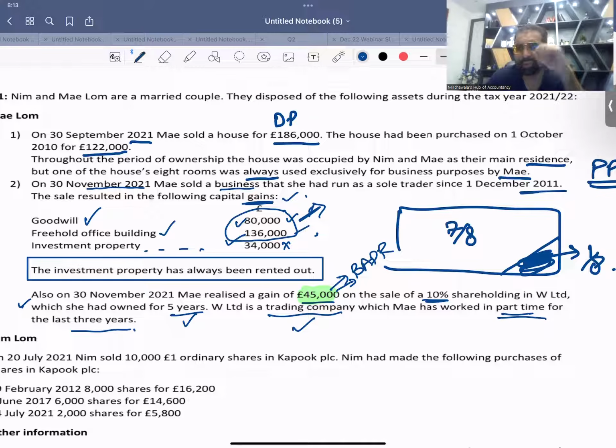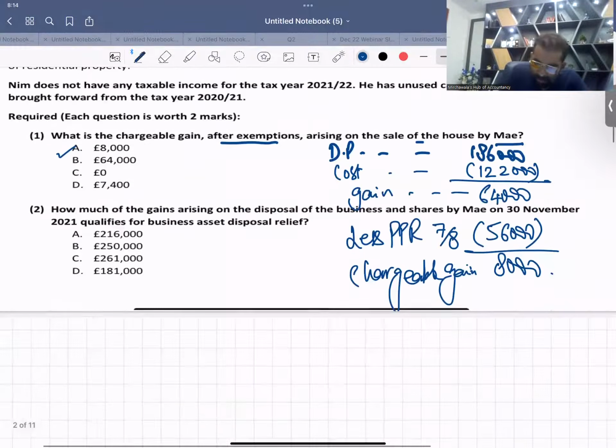Now I'm giving you 30 seconds to read it. Take your time. No need to calculate tax. So 80, 136 and 45. Read this. How much gains?